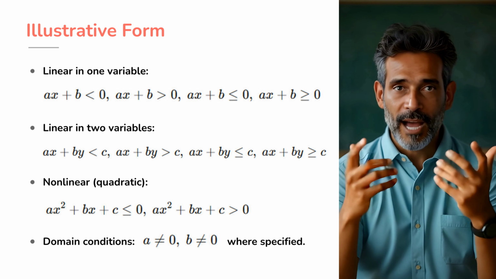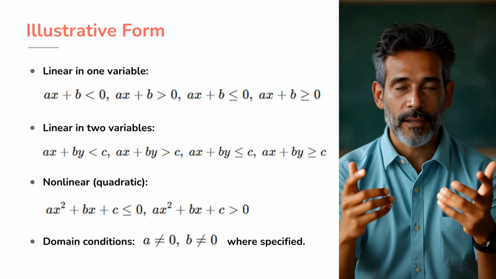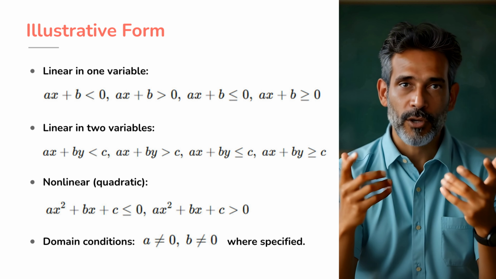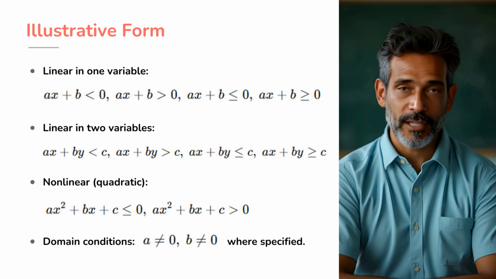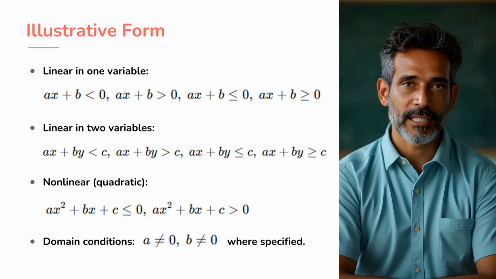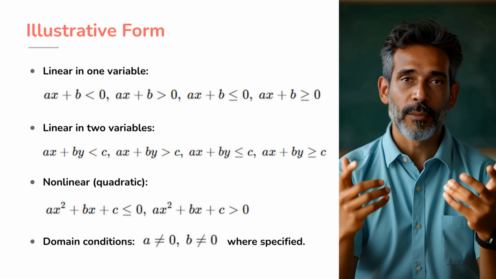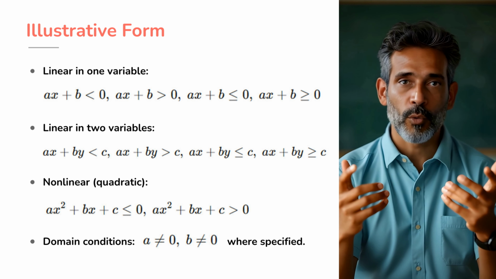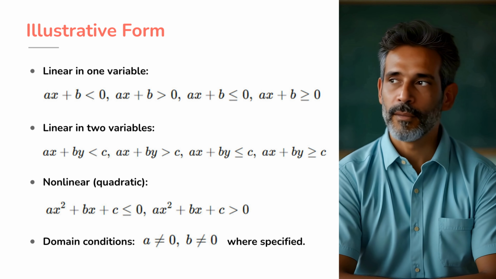Now some standard algebraic forms. Linear inequalities in one variable: ax + b < 0, ax + b > 0, ax + b ≤ 0, ax + b ≥ 0. Linear inequalities in two variables: ax + by < c, ax + by > c, ax + by ≤ c, ax + by ≥ c.